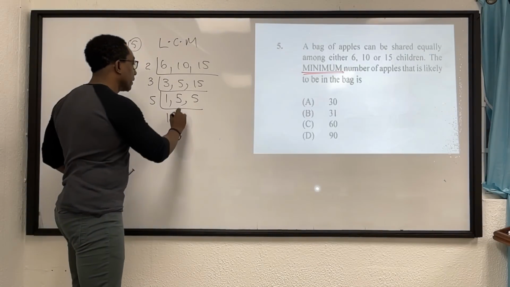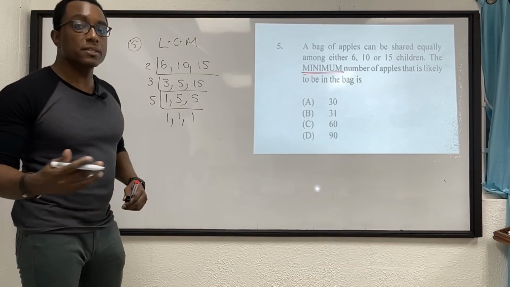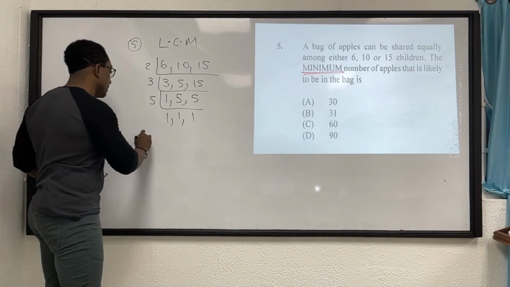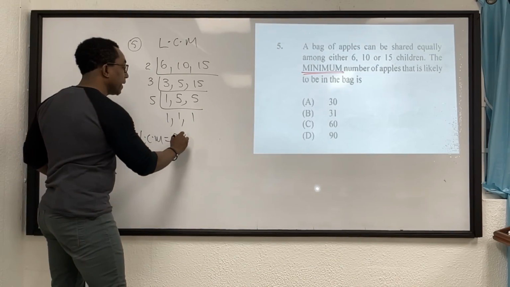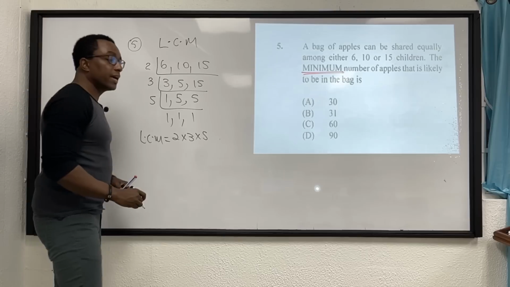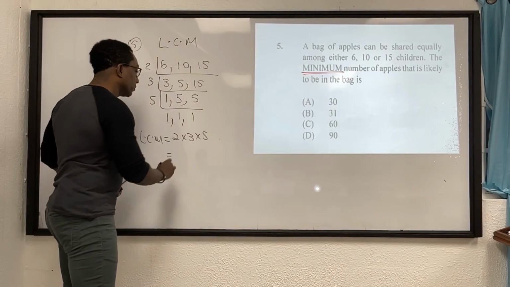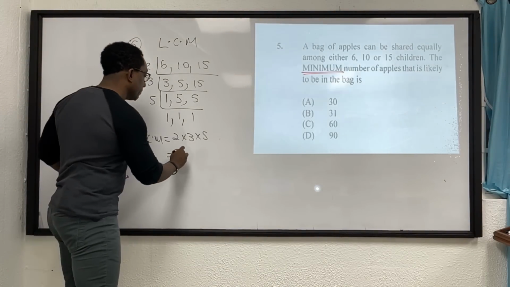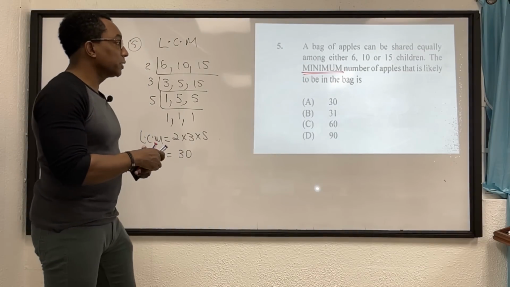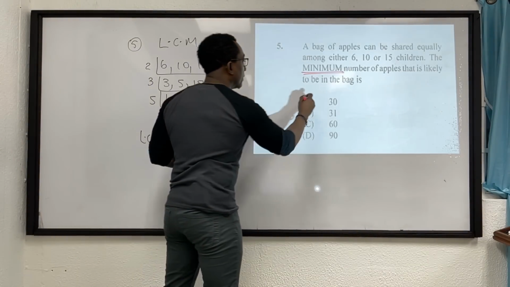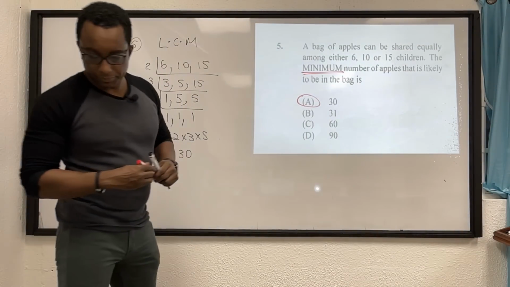5 into 5 is 1. 5 into 5 is 1. So we divide until we arrive at 1. So therefore the LCM will be to multiply all your prime factors, which will be 3 by 2 is 6 and 6 by 5 is 30. So the answer for question 5 is E, 30.